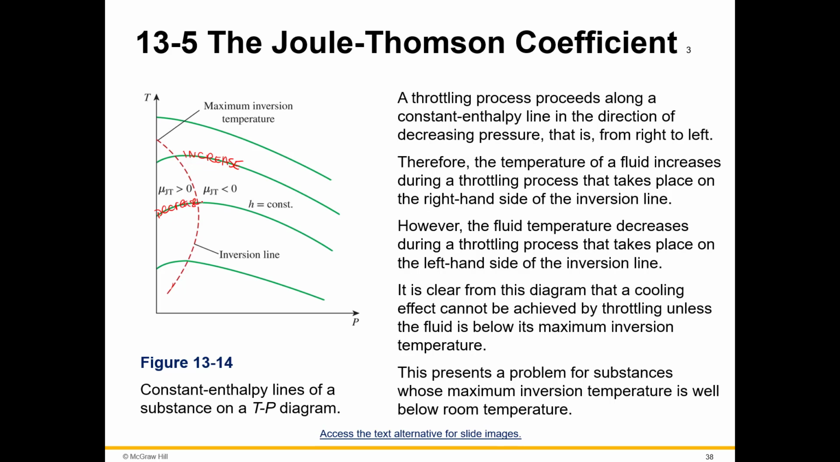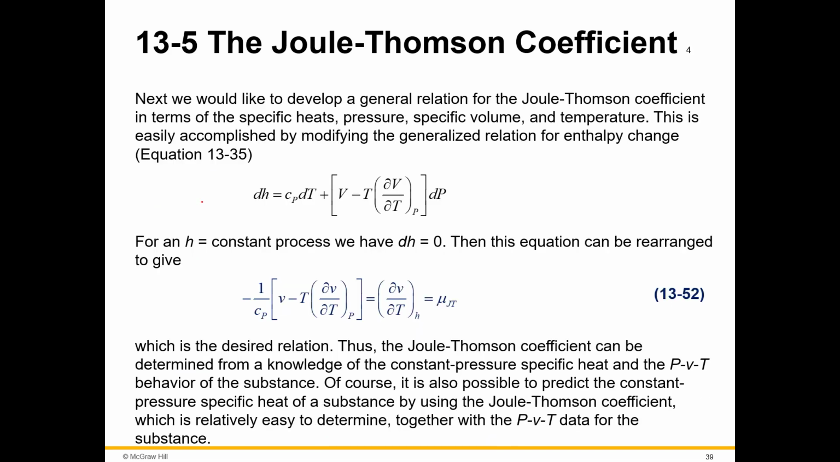Okay? And so basically what it's saying is that, from what you can see here, a cooling effect cannot be achieved using a throttling unless the fluid is below its maximum inversion temperature. All right. And then you can look at developing the general relation of the Joule-Thomson coefficient in terms of specific heats, pressure, specific volume, temperature, things like that.